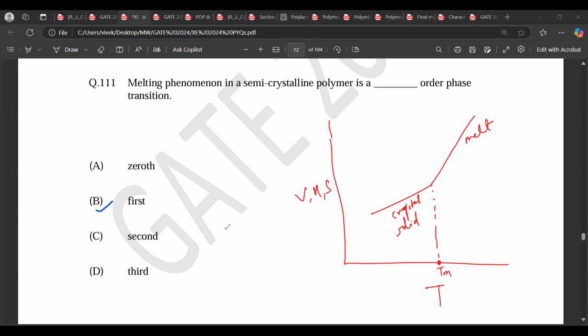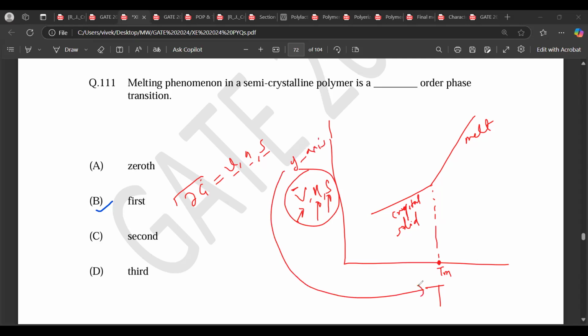So what do first, second, third order mean? Any quantity, either V or H or S, if you can write it in terms of G, the first differential of G, dou G by dou T or dou P, gives V or H or S. If G is a function of T, you can differentiate dou G by dou T to get a quantity V, H or S.